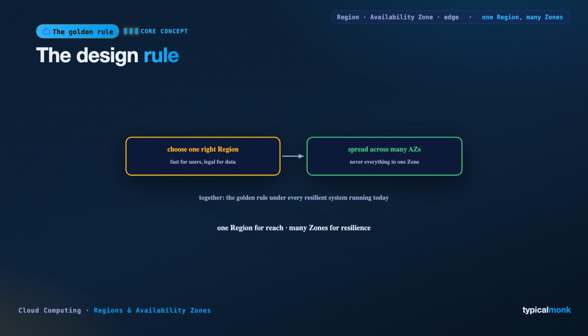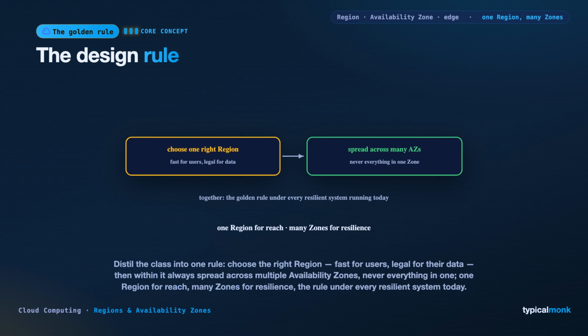Put those two together, and you have the golden rule of cloud placement, the one that quietly underpins every resilient system running today. So the takeaway: choose one right region for reach and legality, and always run across several availability zones for resilience. One region for reach, many zones for resilience.